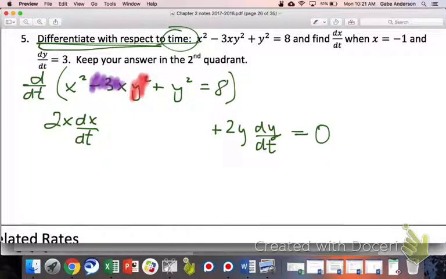So let's do this together. 1, 3 is negative 3x. d2, what is d/dt of y squared? That's right, 2y dy/dt. So there's 1 d2 plus 2 would just be y squared. d1. Negative 3 dx/dt. Good.